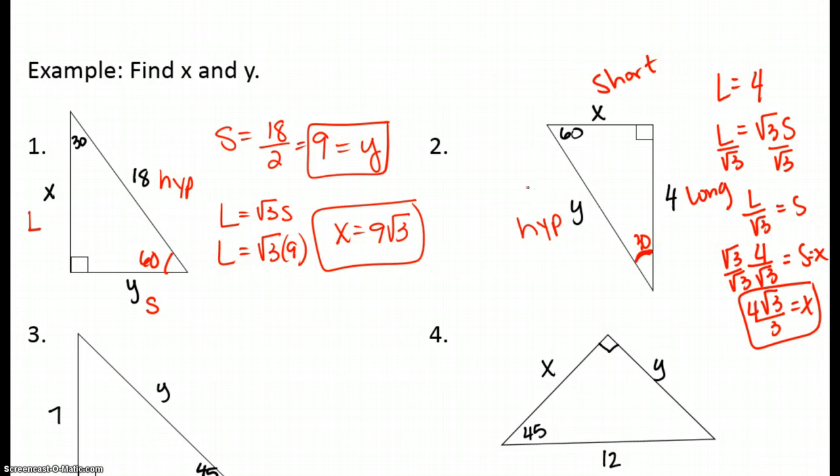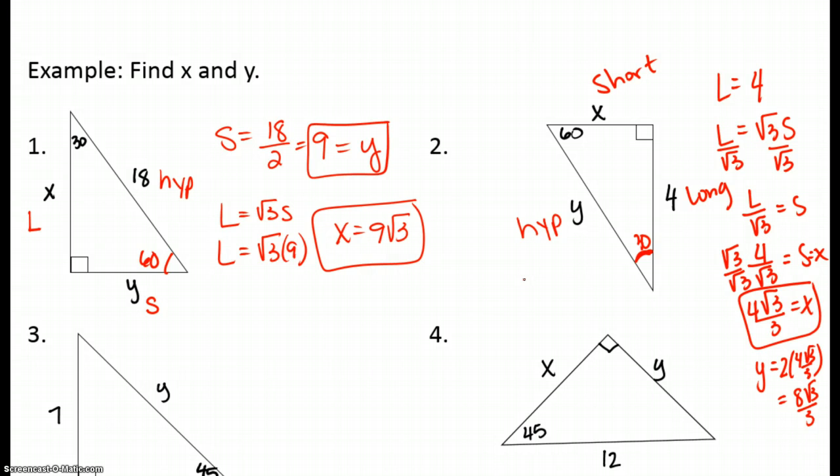Okay, so I found x. Now to find y. Y, remember, is twice the length of the short side. So y is pretty easy. Y would just be 2 times 4 root 3 over 3, which would be 8 root 3 over 3.